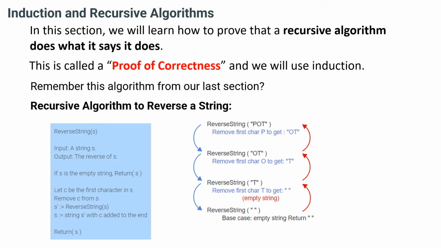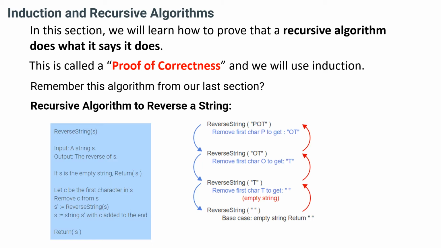And if you look over here on the right, starting out at the top, if we start with the string POT, we would remove the first character to get OT, and then we would call reverse string on OT. Then in that call we would remove the first character in OT, which would be removing the O, and we're left with T. Then we call reverse string on T. Then we would remove the first character, and that's where we would get the empty string. So then we would finally be calling the reverse string algorithm on the empty string.